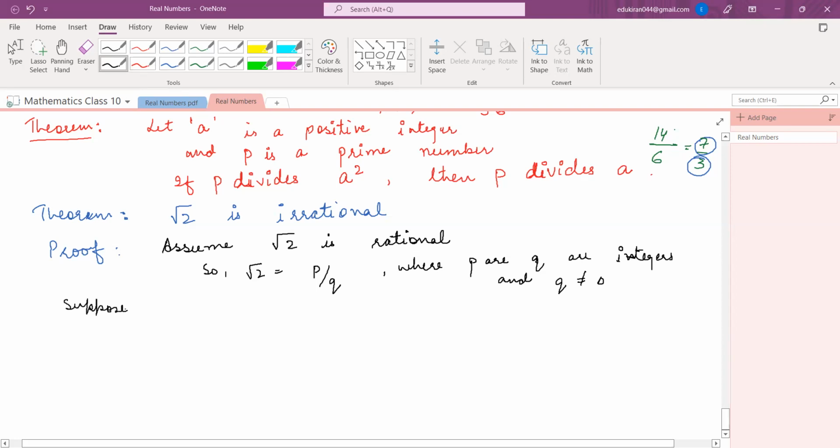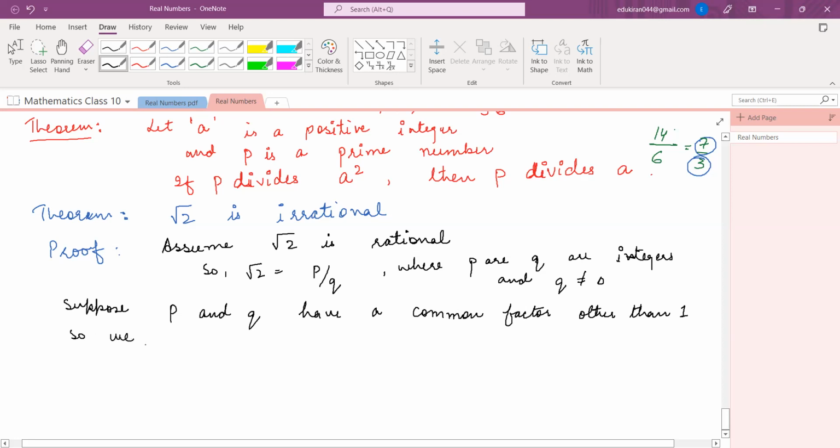So suppose P and Q have a common factor other than 1, obviously 1 is always there, but other than 1, they have a common factor because we don't know what is P and what is Q. So they might have a common factor. So let's say they have a common factor other than 1. So we divide by the common factor to get the simplest form.